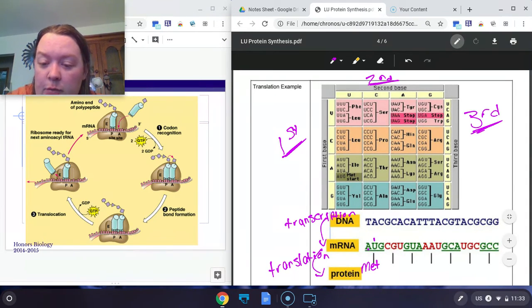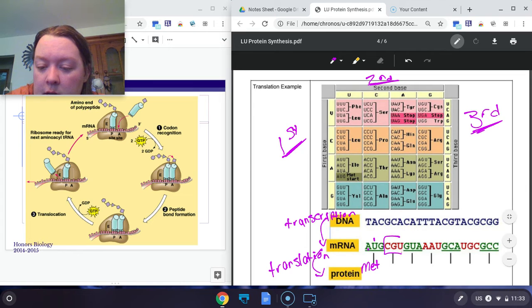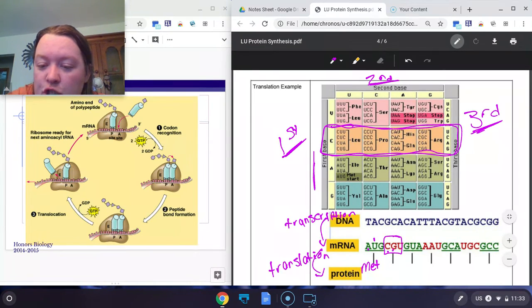Our second group of 3 is CGU. So my first letter is C. I find it over here on this side. Here's my C. I'm left with this section. My second letter is G. I find G at the top. Here's G. I follow it down, and they overlap right here.